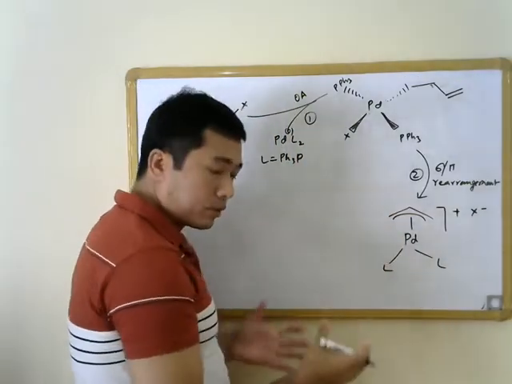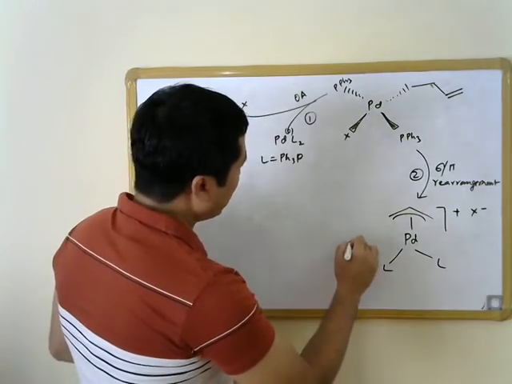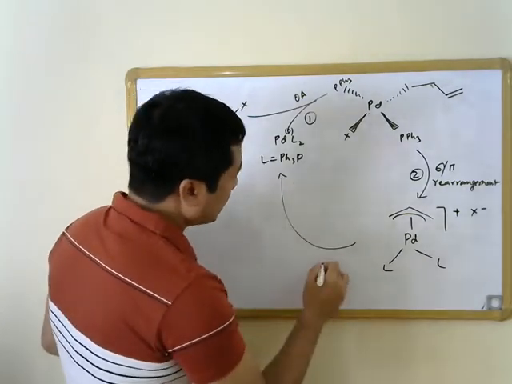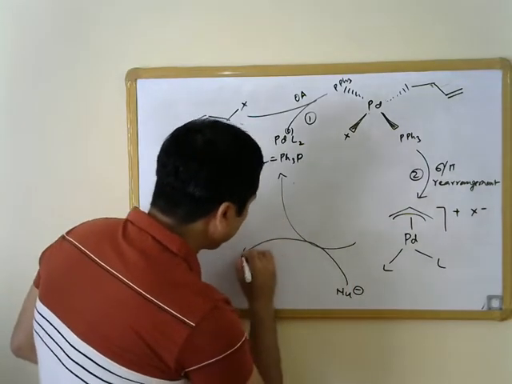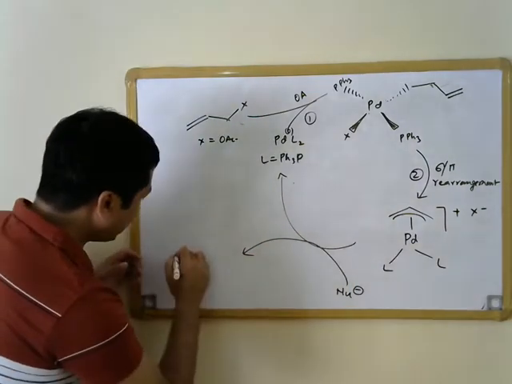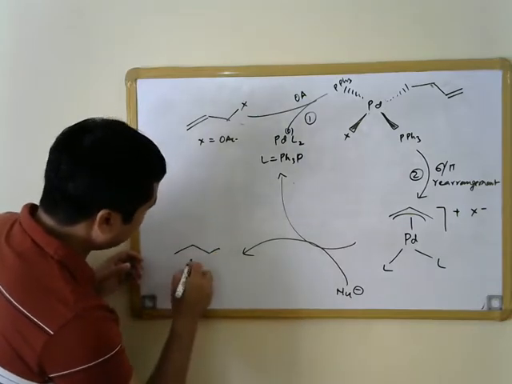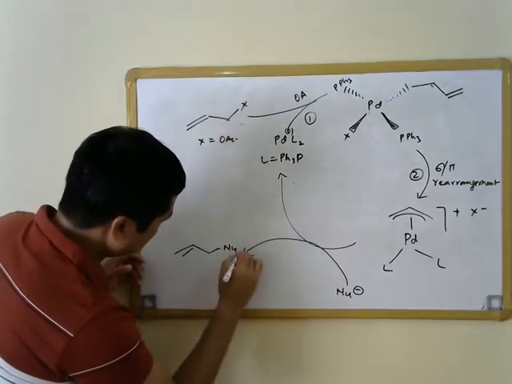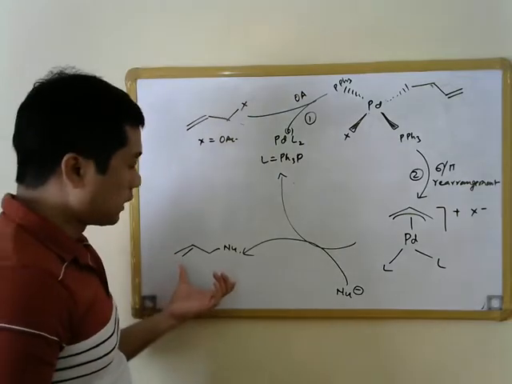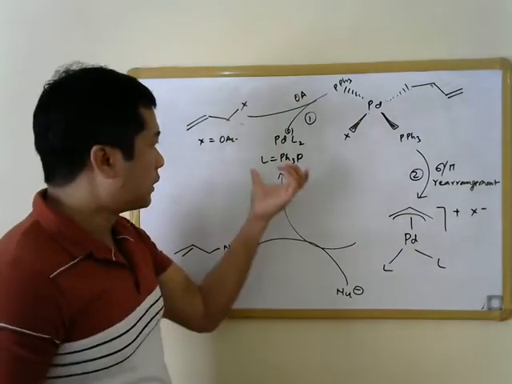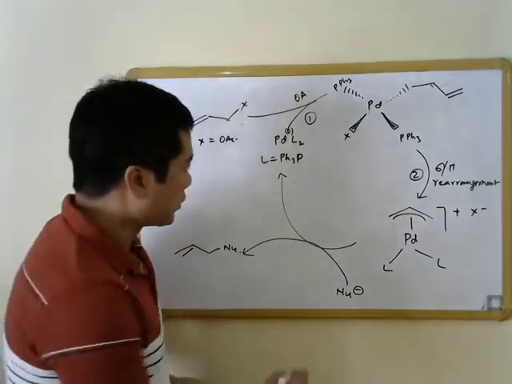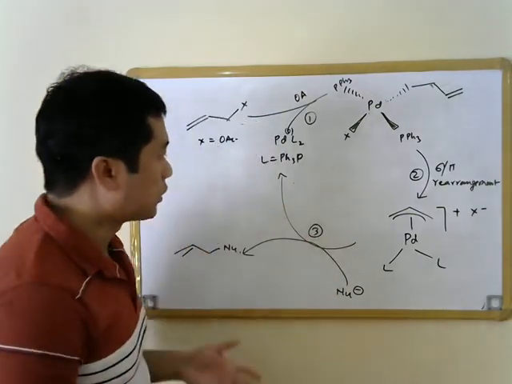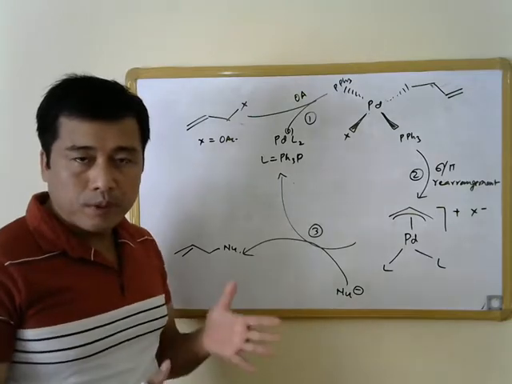Now, nucleophilic attack can take place on this cationic metal allyl complex, and the nucleophile can come and attack on the allyl group, and that will essentially give us this sort of product here, while the starting palladium complex will get regenerated in this state. So that is the third step of the reaction.